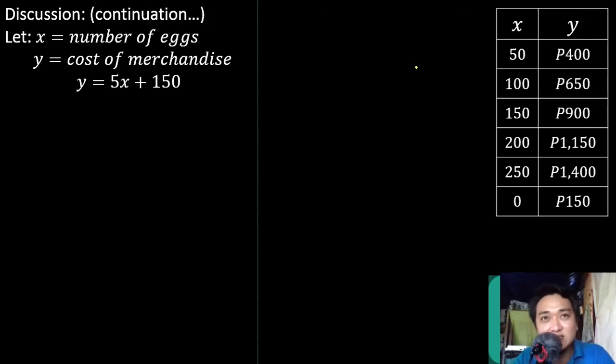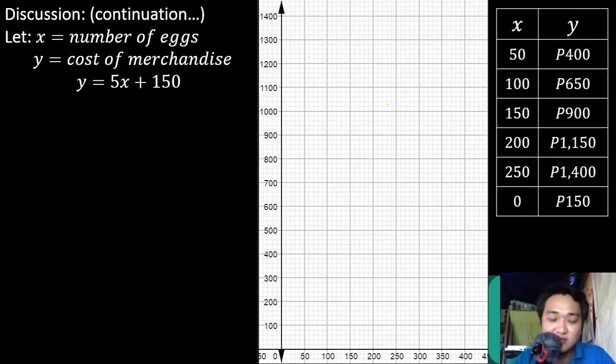Kung gusto mong ang scale natin sa x-axis is 10, 20, 30, 40. Kasi malaki yung sa y-axis, so pwede natin 100, 150, 200, 250. Pwedeng ganun. Or kung gagamit po kayo ng GeoGebra, pwede natin siyang i-zoom in, i-zoom out. Yun ang kagandahan nito. Ang GeoGebra po nakakatulong sa atin sa pag-graph.